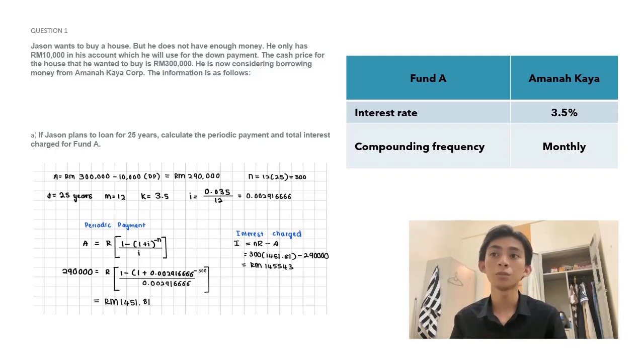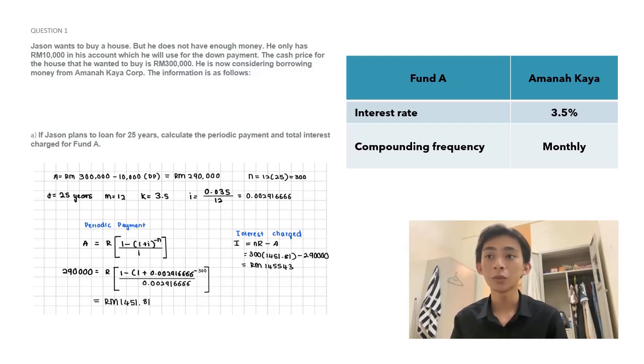Question A. If Jason wants to loan for 25 years, calculate the periodic payment and total interest charge for Fund A. A equals RM300,000 minus 10,000 deposit equals RM290,000, and N equals 12(25) equals 300. T equals 25 years, m equals 12, k equals 3.5, interest I equals 0.035 over 12 equals 0.002916666.